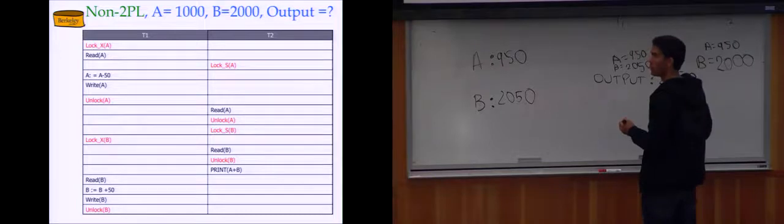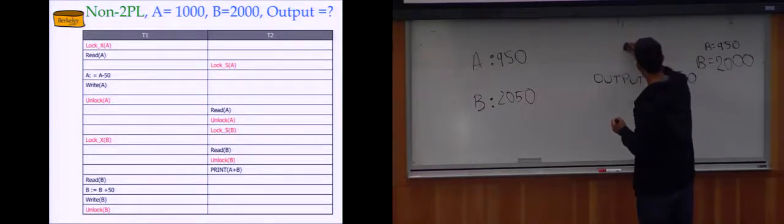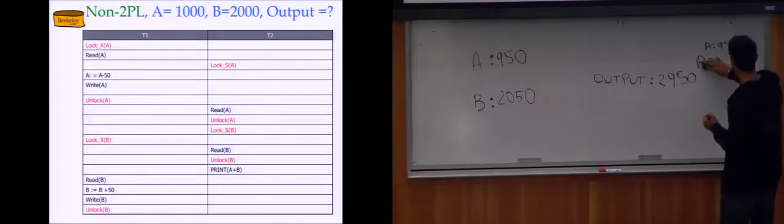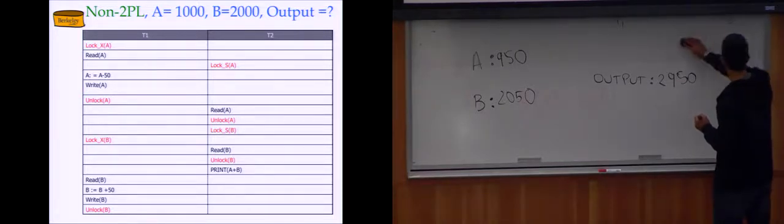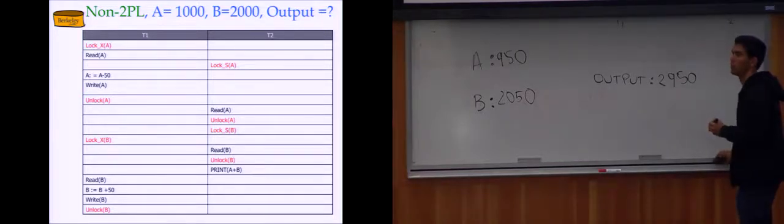All right, and T1 and T2 both erase their main memory state. And what we have left is that the database has 950 for A, 2050 for B, and an output of 2950. All right, that is crazy because we didn't respect serializability in any interesting way.